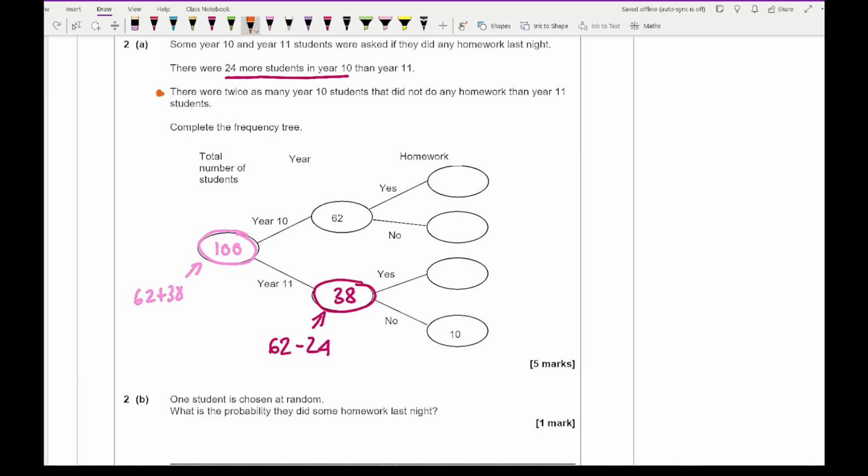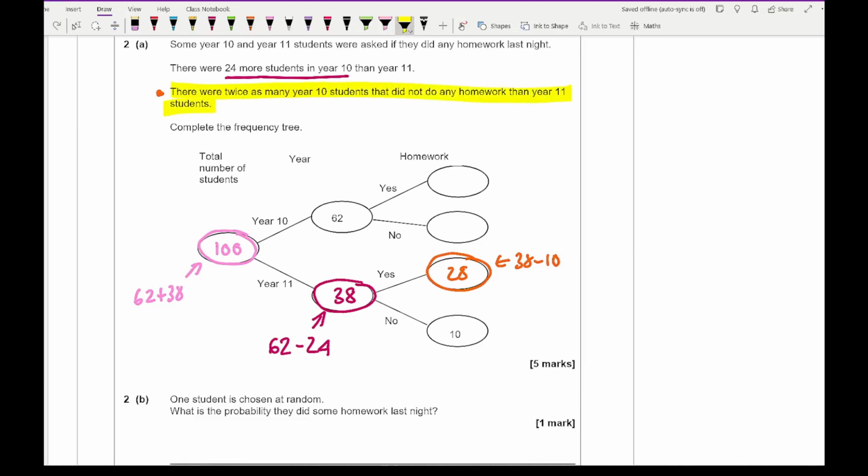So it says twice as many students in year 10 did not do any homework than year 11 students. So for this one, if I take this one here, then I can easily work that one out, because that's going to be 38 take away 10, which is 28.